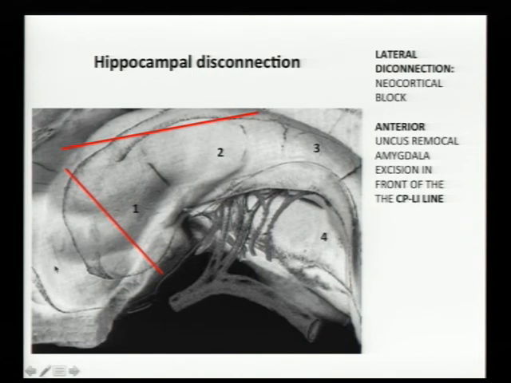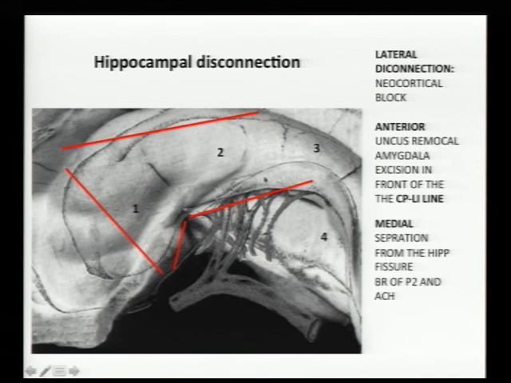You can go between the hippocampus as well as the amygdala. Then medial disconnection. Now here you have to understand that there is a double fold of pia through which the vessels enter and supply the hippocampus. So this pial fold should be dissected out as laterally as possible. And if possible, try to avoid cauterizing these vessels. They have to be stripped off from the hippocampus.